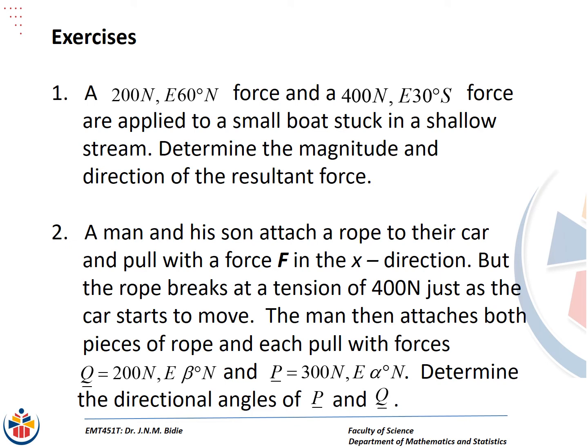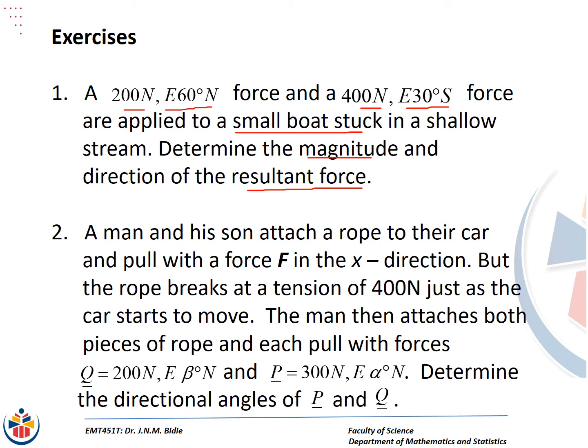More exercises. Here we've been given 200 newtons, east 60 degrees north. You need to figure out which quadrant that is. And the second force is 400 newtons, east 30 degrees south. These two forces are being applied on a boat. We don't have a picture here, and it's stuck in a shallow stream, so you need to determine the magnitude and direction of the resultant force. And here I believe we're going to use the parallelogram rule.